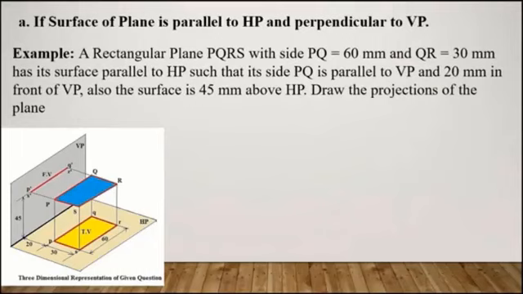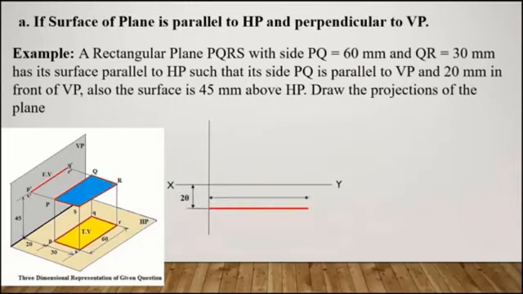So let's draw the solution. This is the XY line, the first step. Take a projector, take distance equal to 20 mm, then draw a line 60 mm long parallel to XY. Then take PS equals QR equals 30 mm and complete the rectangle. Once you finish with the top view, move towards the front view after naming this top view P, Q, R and S.